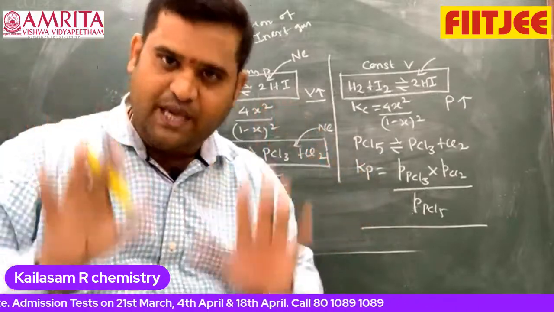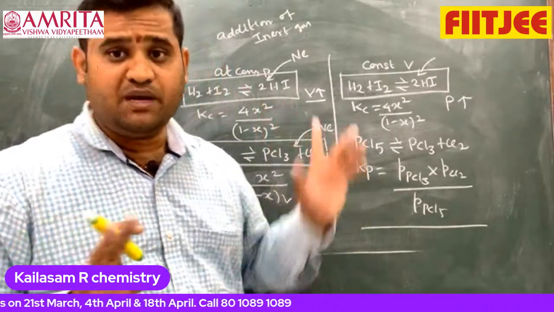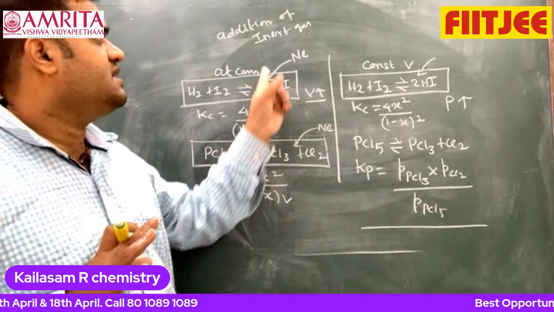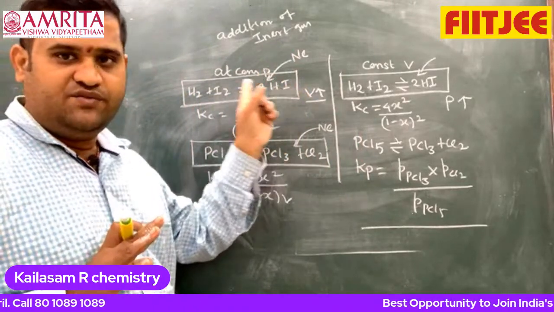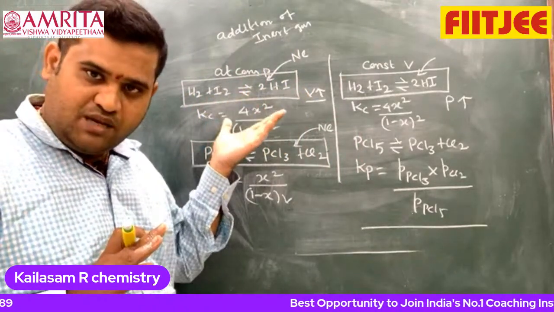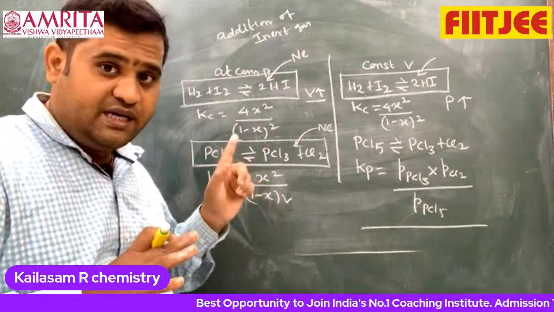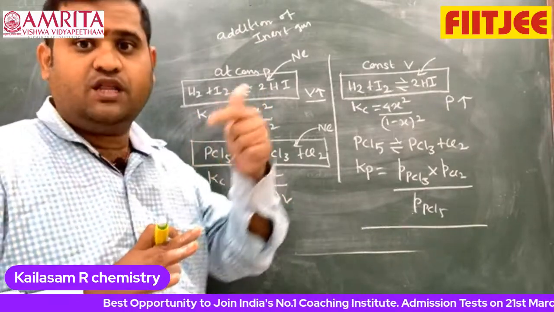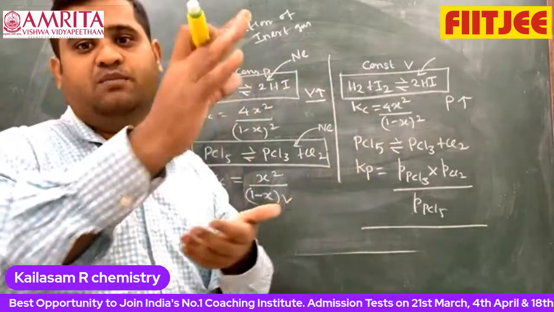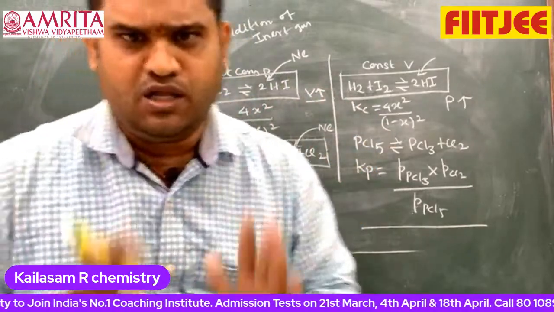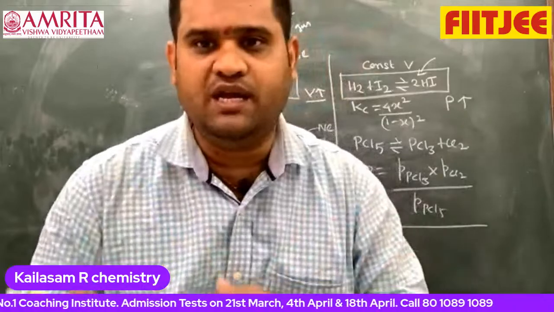It remains the same. But with addition of inert gas at constant pressure, if delta N equals 0, the equilibrium remains the same. But if delta N is not equal to 0, then wherever the number of moles is more, the equilibrium will shift. That's all. This is about chemical equilibrium.